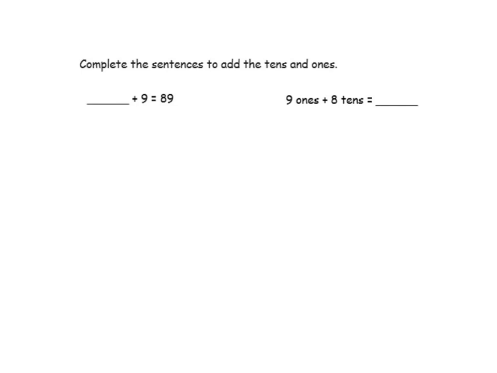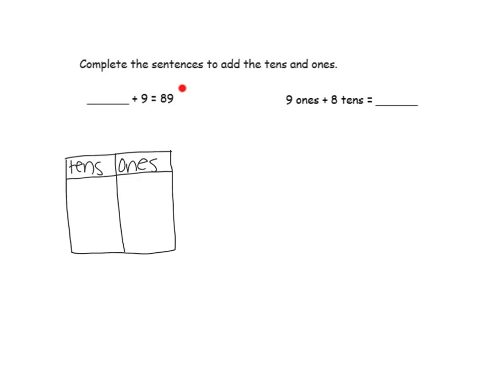Our last question asks us to complete the sentence to add the tens and ones. The first one says, blank plus 9 equals 89. If we look at our total, we know that it says 89. And we know that there are 9 in our ones place. So we will write a 9 in our ones on our place value chart. And we also see that there's an 8 in our tens place. So we'll write an 8 in our tens.